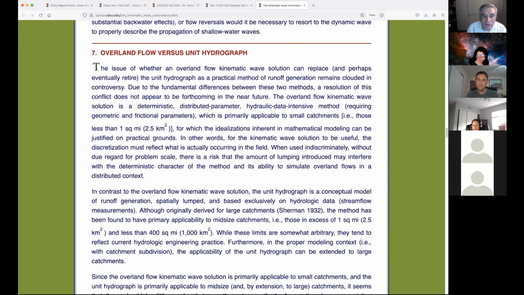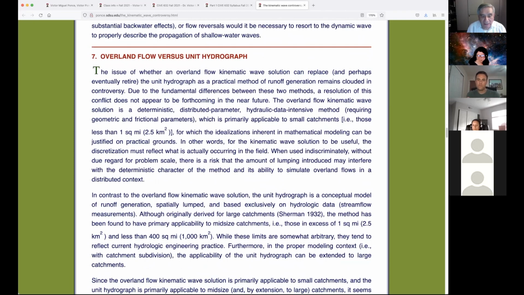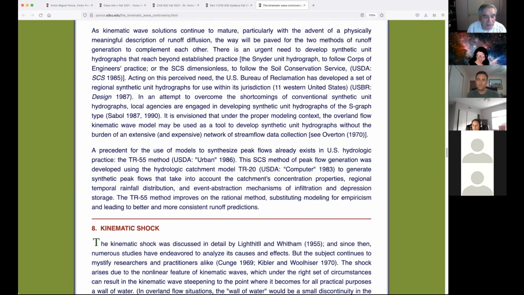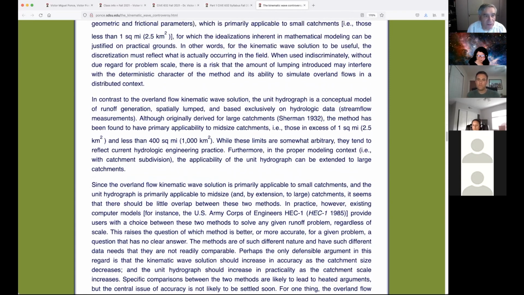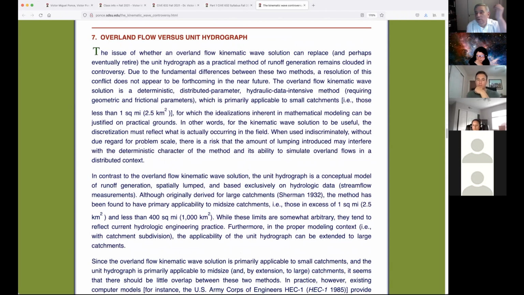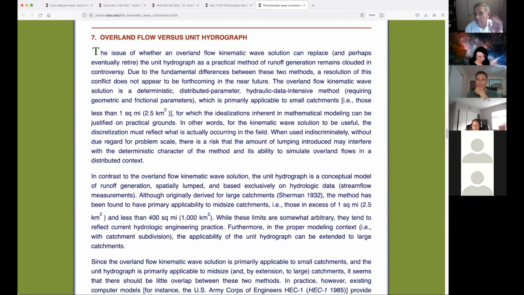Overland flow versus unit hydrograph. This is very fascinating, actually. Okay, so then the question is, unit hydrograph, 1932, Sherman. Overland flow, 1965, Shackey, Wooding, Woolheiser. That's 30 years later. Why? Because the unit hydrograph was done by hand, while the overland flow was done with a computer. We had to wait until the computer was here in order to do the calculation.